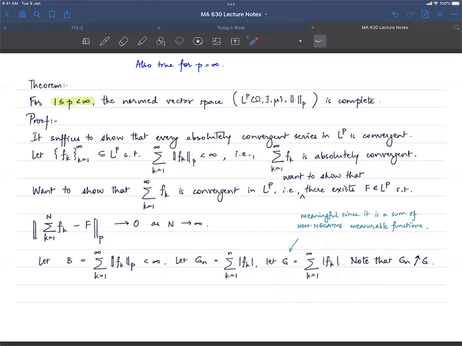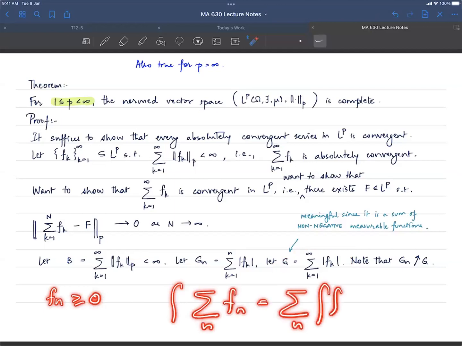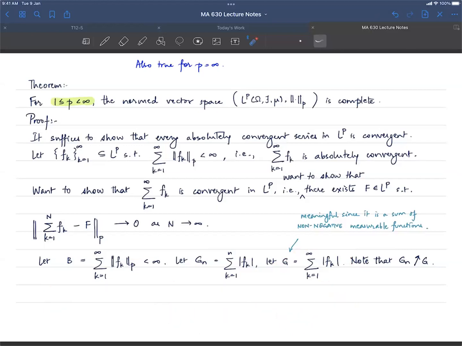It's a sum of non-negative measurable functions. When we were doing integration, we saw that if you're dealing with non-negative functions, very important, the integral of the sum is the sum of the integrals. And when you're adding an infinite number of non-negative functions, nothing bad will happen. Worst case scenario, you'll get infinity, but you'll never have infinity minus infinity. So G equals sum k going from 1 to infinity of |f_k| is meaningful because it is a sum of non-negative measurable functions. Do you guys agree with that? This is just stuff from real analysis, just measure theory.